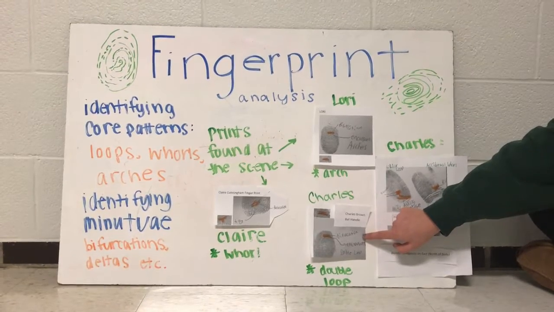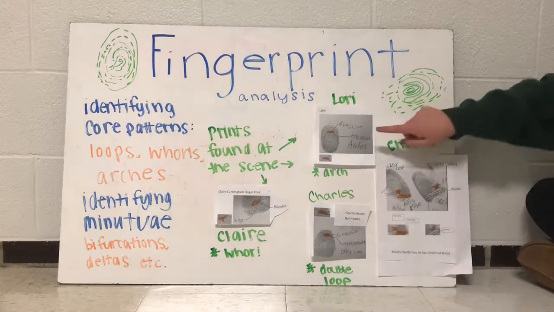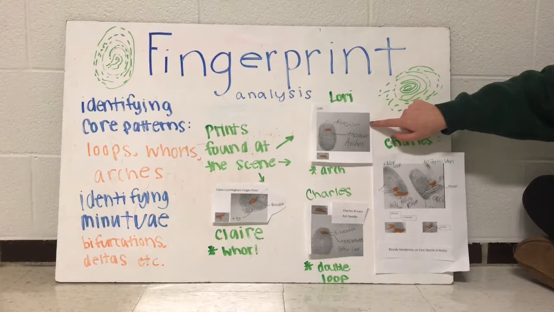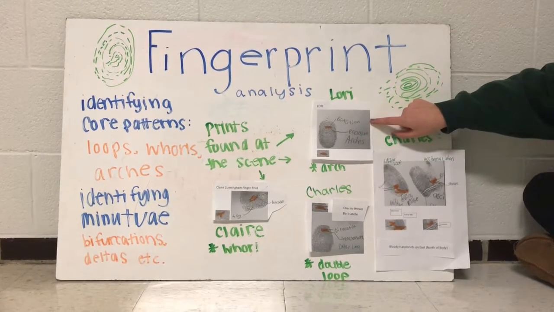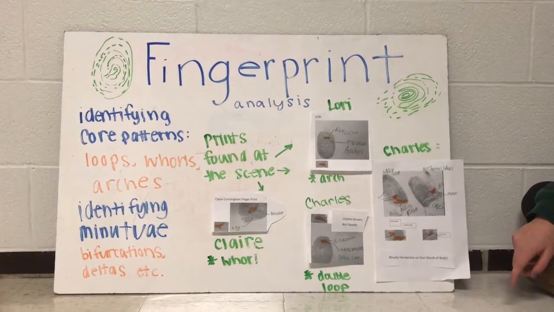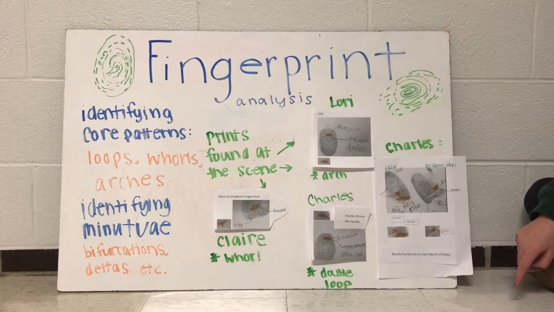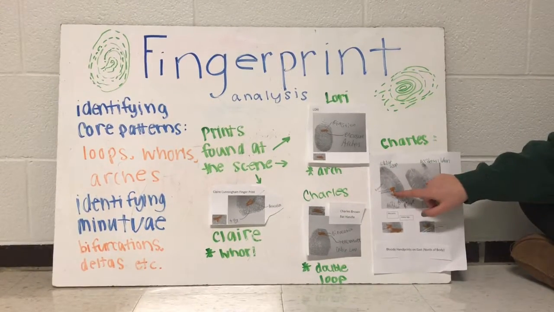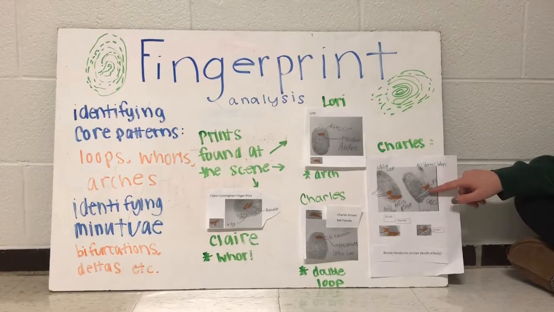When we looked at Lori Polk's left index finger, it matched to the arch pattern that was on the bench. Most coaches sit on the bench in the locker room to talk to players before the game. We do not believe Lori had any play in the crime. We also noticed that Charles Brown had the same bifurcation and enclosure for the bloody handprints.